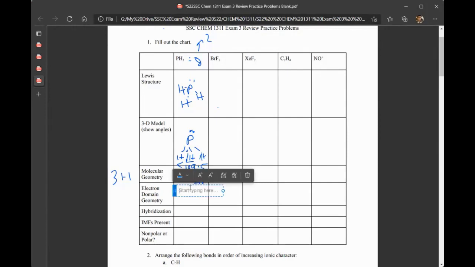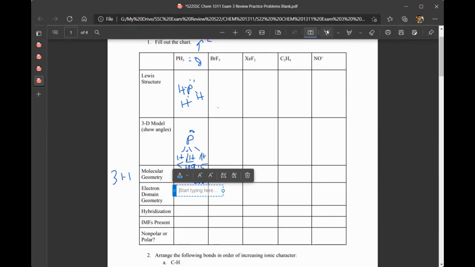So the electron domain geometry, we just count the 4 areas of electron density. So that's the H, the H, the H, and then there's also a lone pair, but that's not a lone pair when we're talking about electron domain geometry. We're just more concerned about areas of electron density. So something that corresponds with 4 areas of electron density, that's going to be tetrahedral. So I'm going to say tetrahedral.